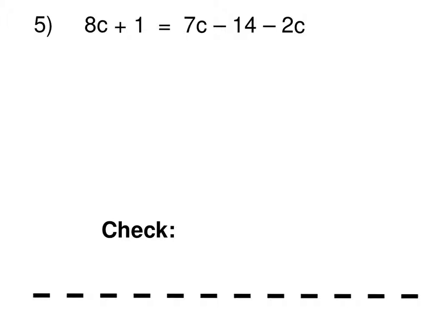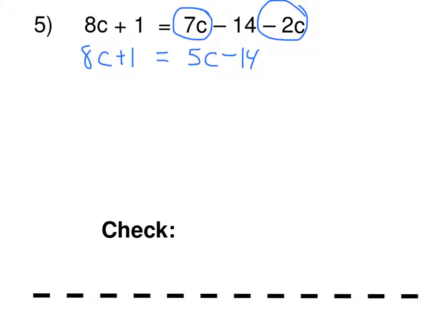So over on the right, I'm going to combine like terms. I'm going to use blue. I want to combine the 7c and the negative 2c to make 5c and bring down that 14. Always combine like terms, if possible, on either side before you do your other operations and the other steps. So we're going to do the same thing we've done before, and you can try this and check it.